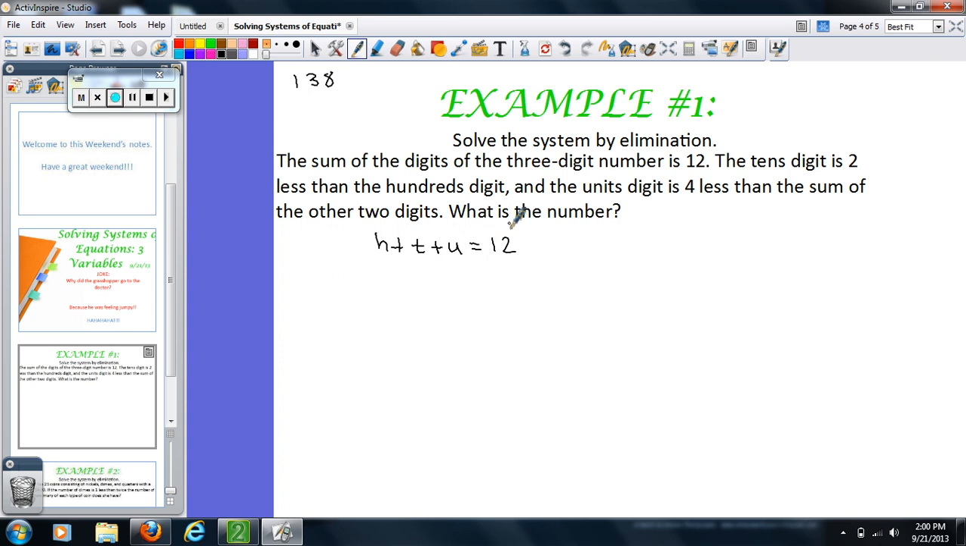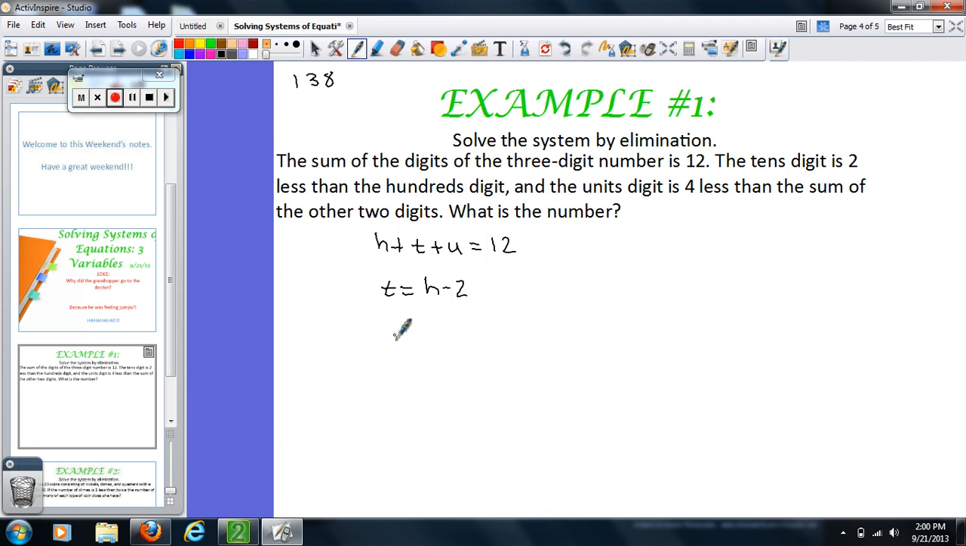Now, it says the tens digit is. Anytime you see the word is, it's typically an equal sign. So the tens digit, which we're using as t, is, and it says 2 less than the hundreds digit. Now, when you think of less, it's not 2 minus. The reason why is because if I said what is 2 less than 100, well then you would do 100 minus 2, which would be 98. So this is going to be h minus 2.